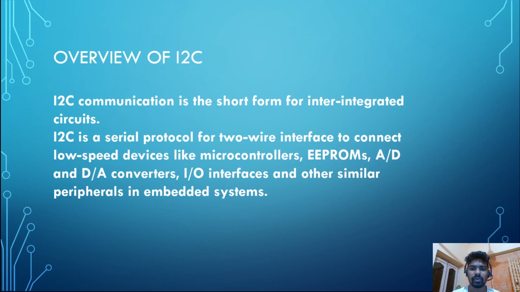I2C requires a two-wire interface between the transmitter and receiver, and it is used to connect low-speed devices. So the speed of the I2C bus is low. Devices like microcontrollers, EEPROMs, analog to digital, digital to analog, and I/O expanders can be connected to the I2C bus.